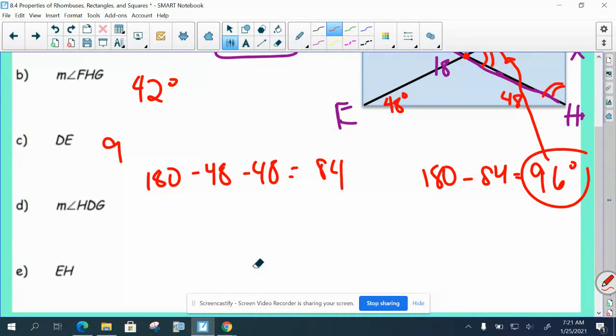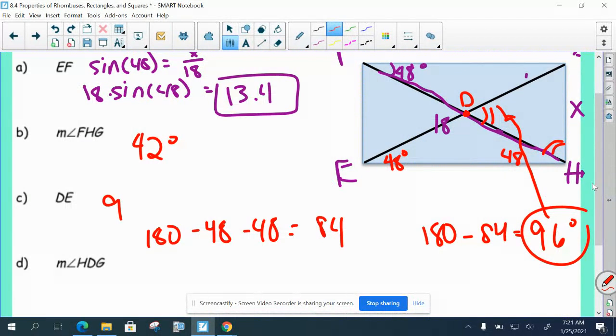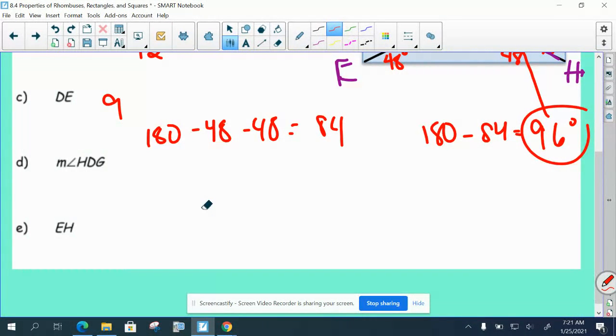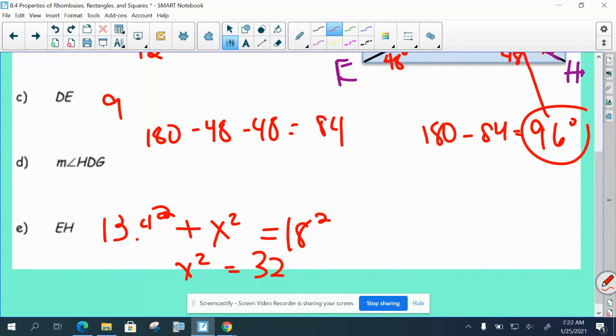All right, and then to get EH, that's where we would use the Pythagorean Theorem. We know that this is 13.4. We know that the hypotenuse would be 18, so we're looking for one of the legs. So 13.4 squared plus x squared equals 18 squared. So 13.4 squared. Subtract that from 18 squared, and you get x squared is 324. Let's take the square root of that.